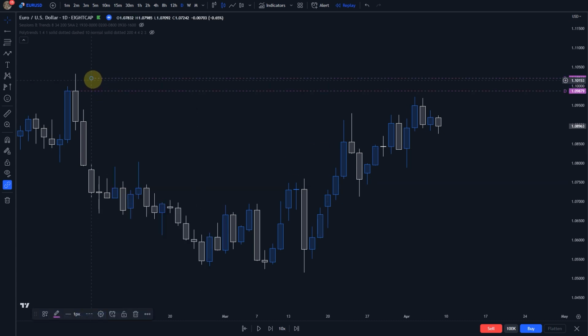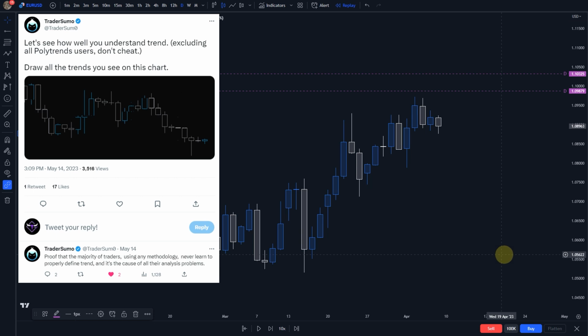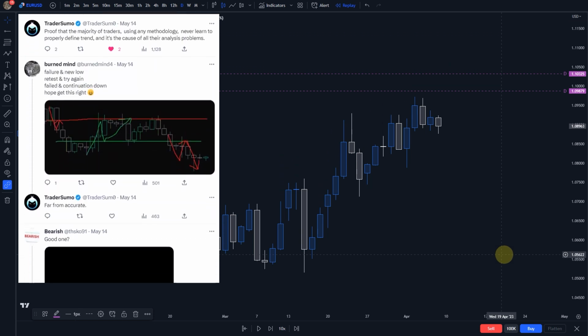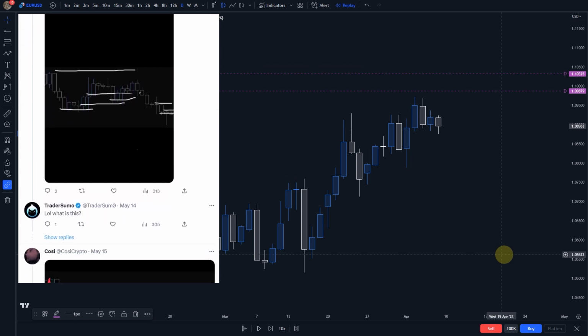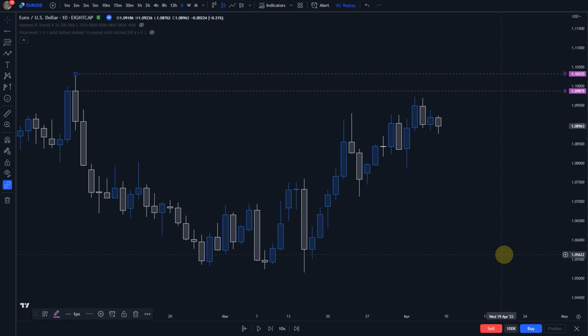But in order to spot levels of support and resistance, we have to be able to define trend properly. TradingView posted this task here last week, where you can see that people are really struggling when it comes to defining trend. His indicator PolyTrends can do this automatically, I will show this in a moment, but let's go ahead and do it manually for this example chart.